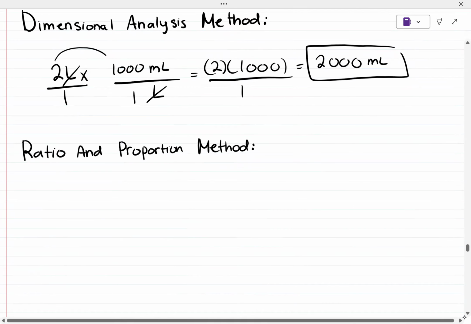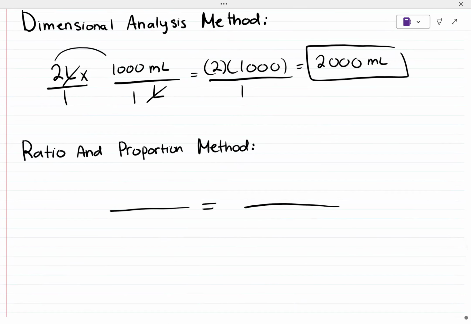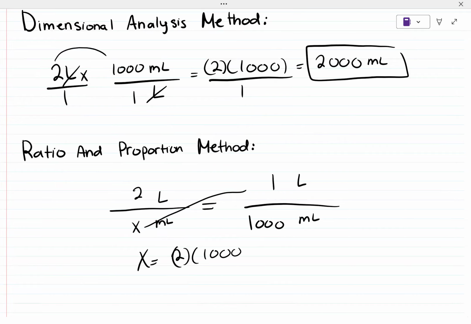Ratio and proportion method. So we're going to set it up like this. Liters on the top, milliliters on the bottom, liters on the top, milliliters on the bottom. So we were given 2 liters, and then our milliliters is unknown. And then for 1 liter, there's 1,000 milliliters. Cross multiply, so 1 times x is x, and then it's 2 times 1,000, which is 2,000 milliliters.